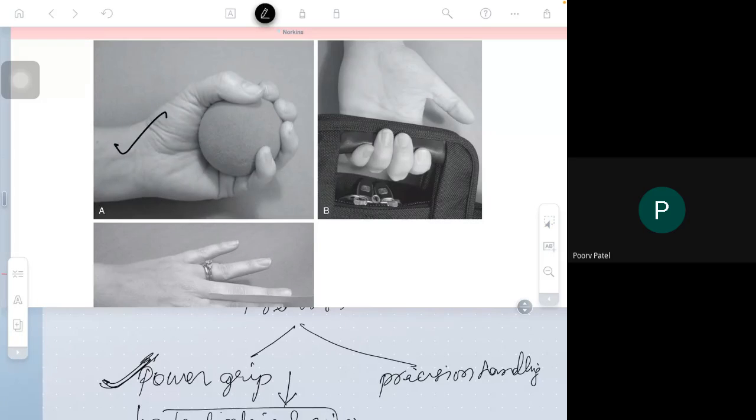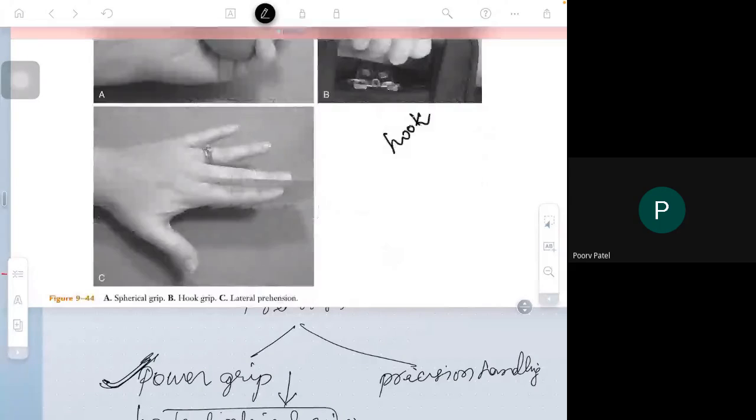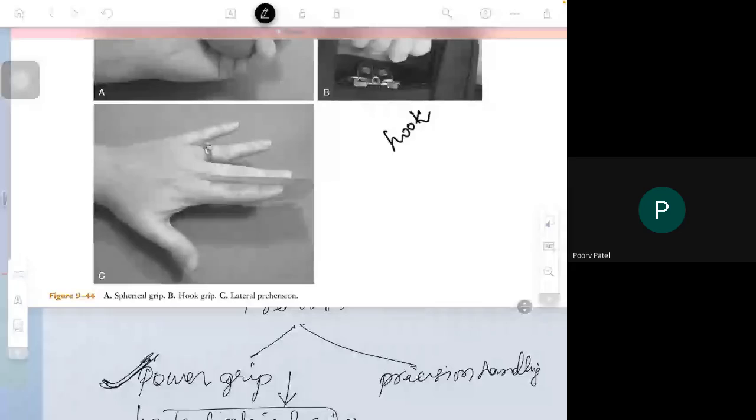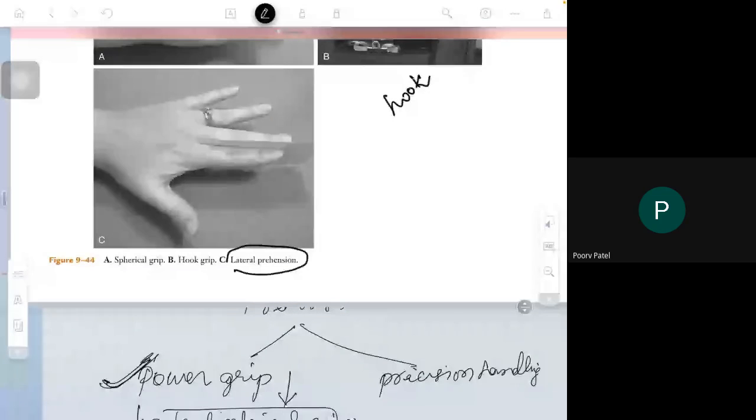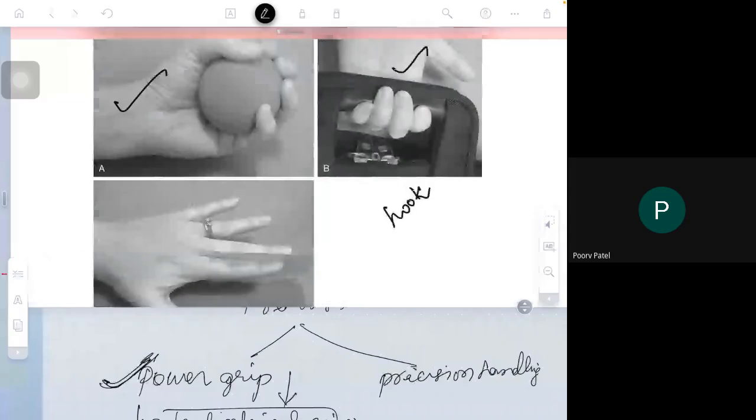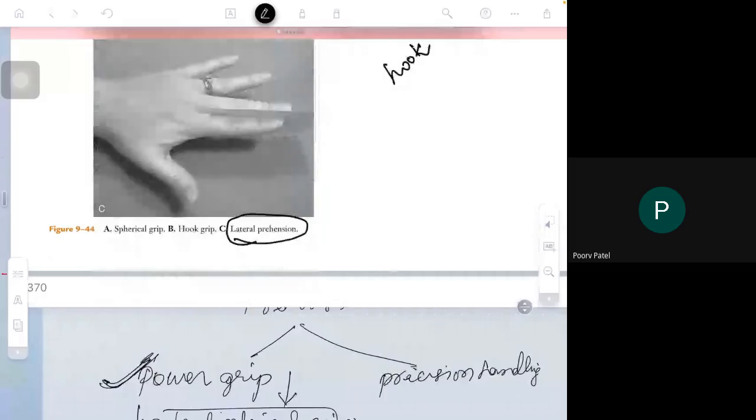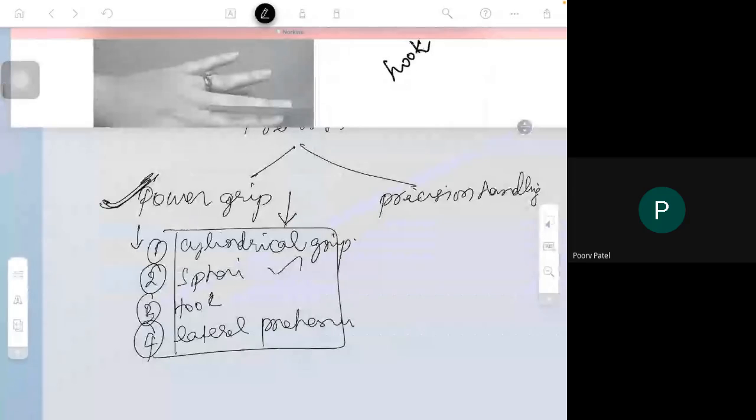This is called hook grip. Hook grip. This is called lateral prehension. Lateral prehension: holding the card from the sides of the fingers. So these four are called power grip.